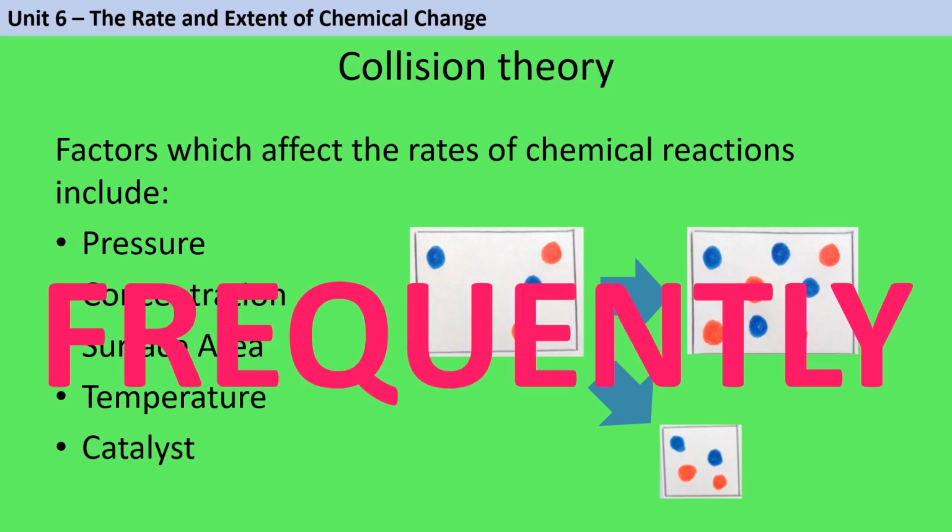And frequently is such an important word, because the important thing is not just that they collide more, but that they do more in the same amount of time. So it's really important for all of these rate questions that you're talking about particles colliding more frequently or more often or more times per second.